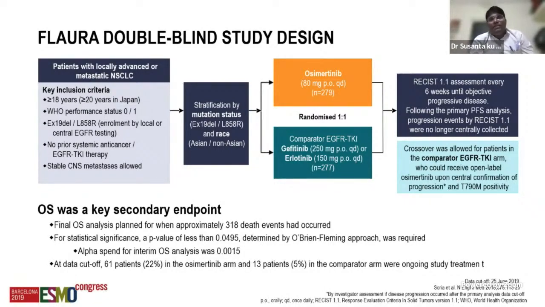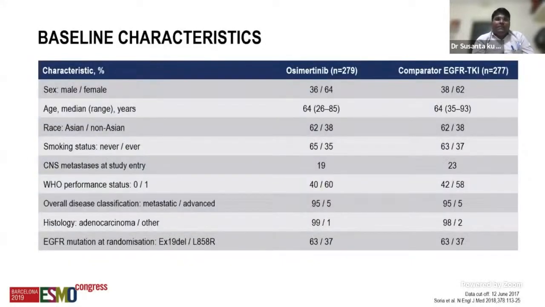So osimertinib here is 80 mg per oral per day, compared to the EGFR TKIs gefitinib and erlotinib, and the primary endpoint was PFS, and OS was the key secondary endpoint. Here are the baseline characteristics; all the groups are equally divided.